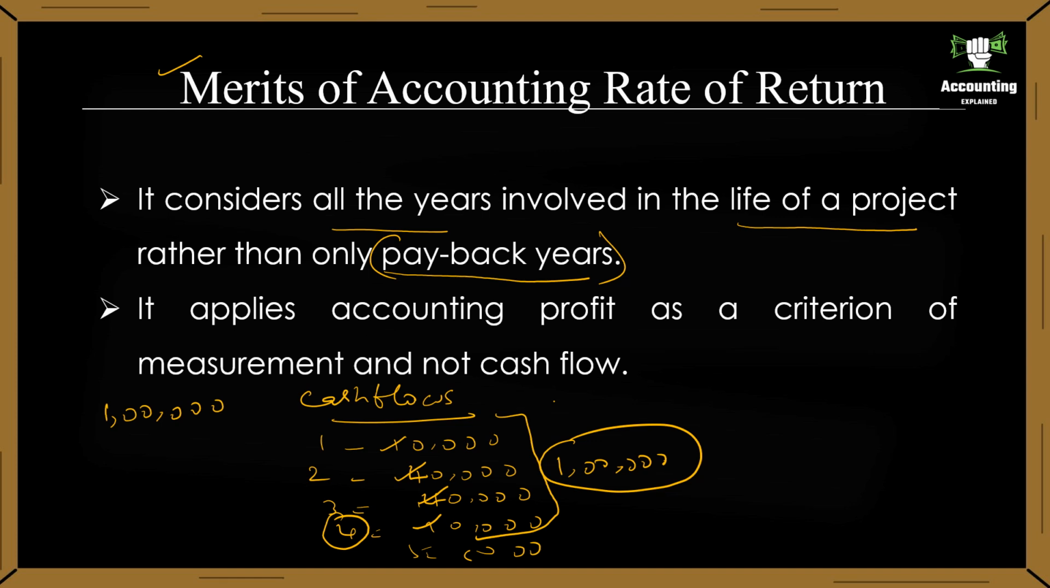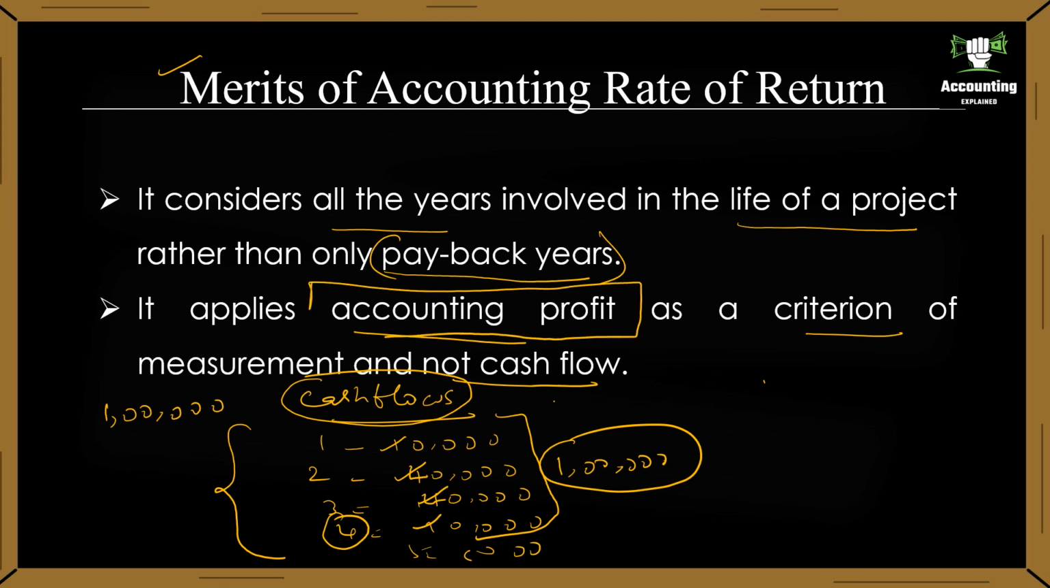But accounting rate of return is going to consider all the 5 years and not only 4 years. It is going to go beyond the payback period. ARR applies accounting profit as a criterion of measurement and not cash flow. See, in payback period we consider cash flows. But ARR is going to consider profit, accounting profit, that is the profit you have earned from your books, that is seen in your books.